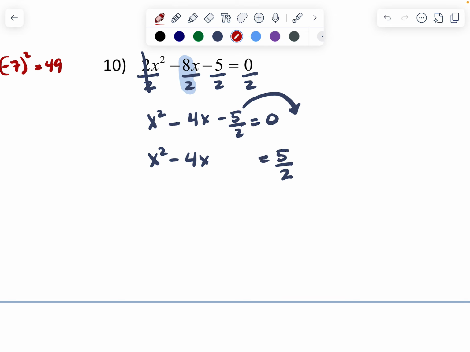Now let's complete the square. Let's look at the negative 4. So I'm going to take negative 4 divided by 2 and square it, which equals negative 2 squared, which is 4. So I'm going to go ahead and add 4 to both sides.